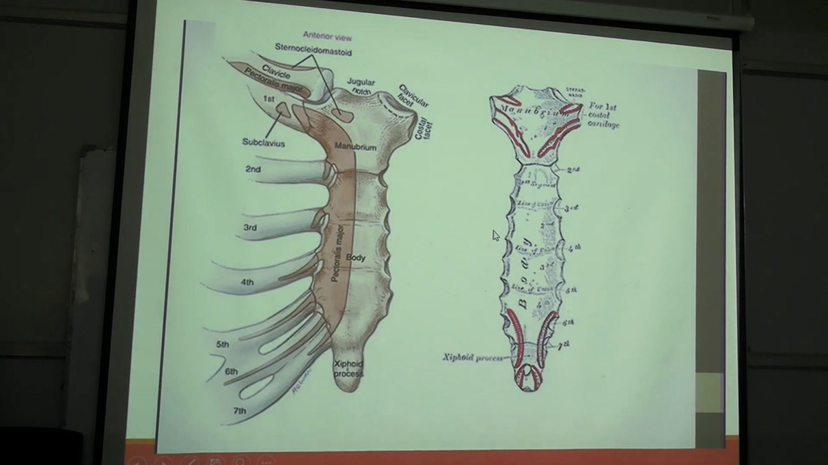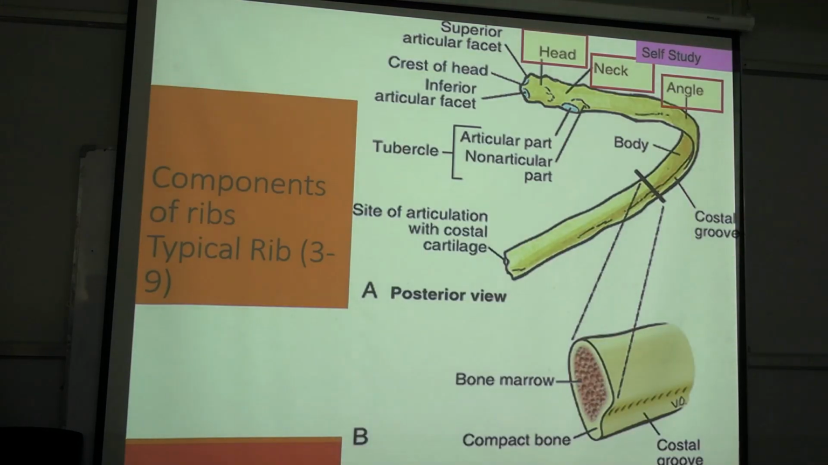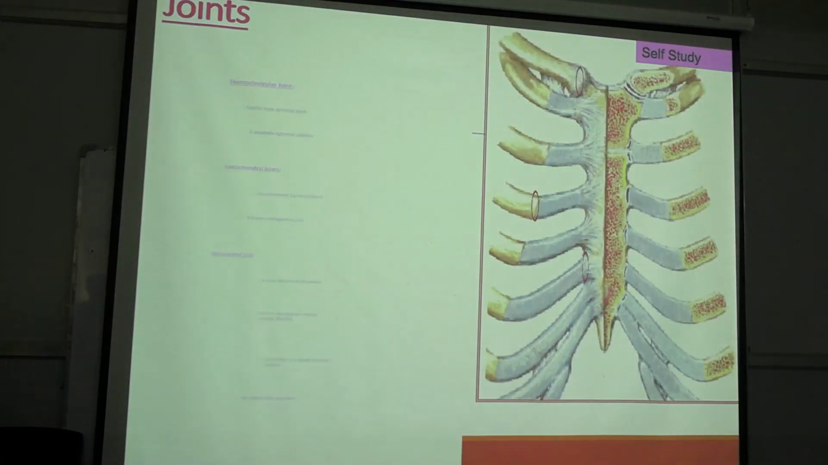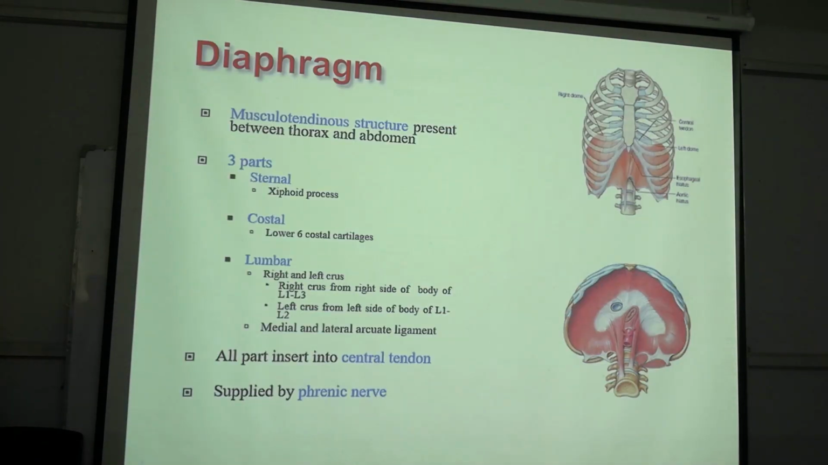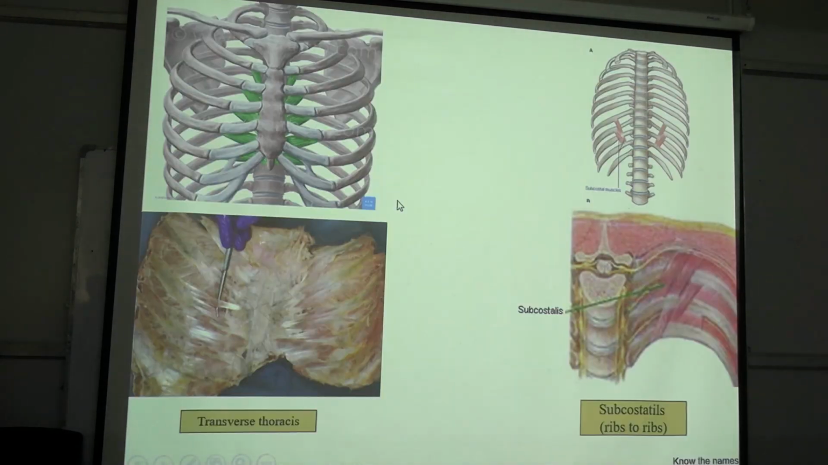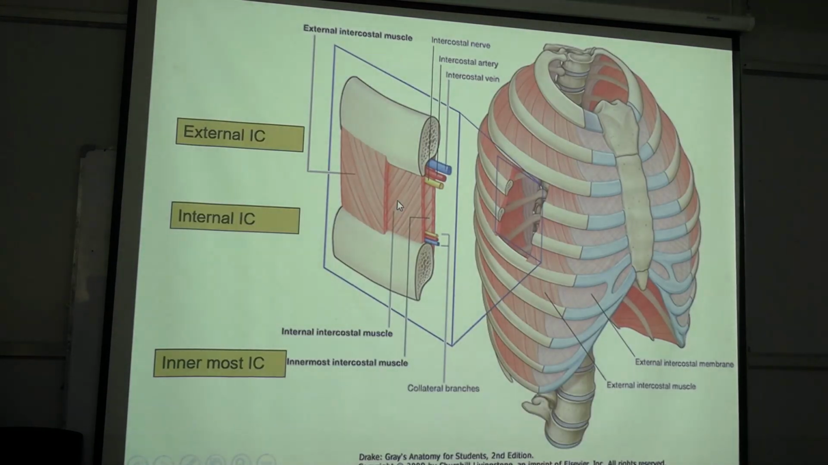We have three sets of muscles present in this region, and we call them intercostal muscles. We call them external intercostal, internal intercostal, and innermost intercostal. So we have an idea how these muscles are placed over this region. They are present between the ribs, on the right side and left side.